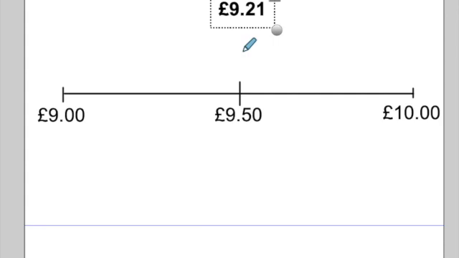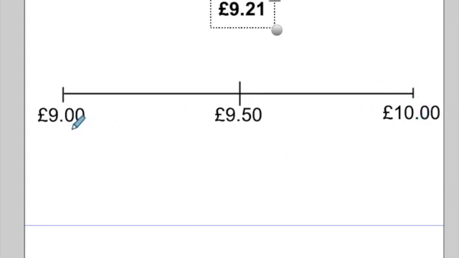Okay, now we've got a larger value. The value that we have is £9.21. So as you can see, I've drawn a number line. At the beginning of the number line, we have £9. In the middle, we've got £9.50. And at the end, we've got £10.